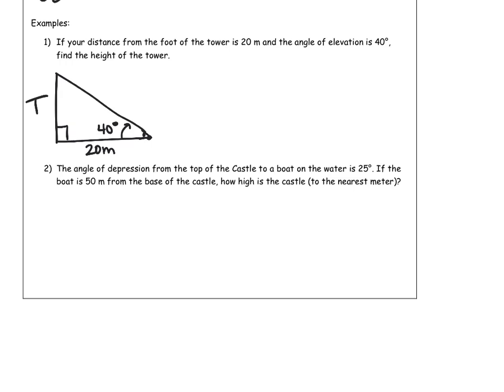Then I figure out what trig ratio that is. So this is opposite and adjacent. So that's the tangent ratio. So tan of 40 equals opposite over adjacent. So I'm going to multiply by 20 on both sides. And I end up getting the tower is equal to 16.8 meters.